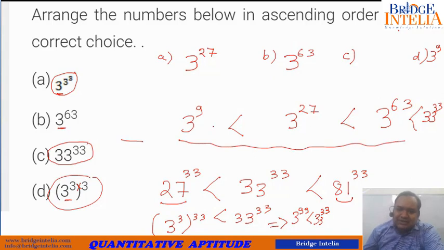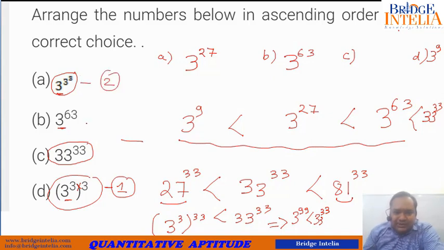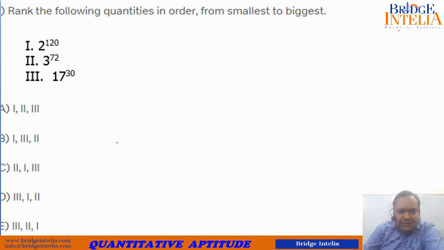So this is the correct sequence. So if you arrange in ascending order, this should be number 1, this should be number 2, this number 3, and this should be the last one or the greatest one on number 4th position. Now let's move forward. Let's take another example. Okay, so now rank the following quantities in order from smallest to biggest.